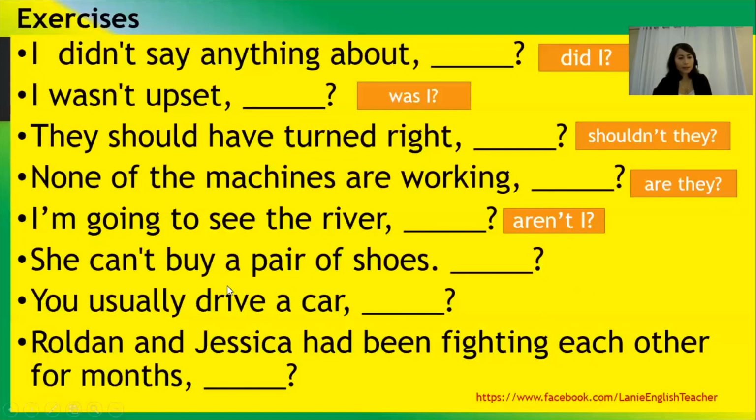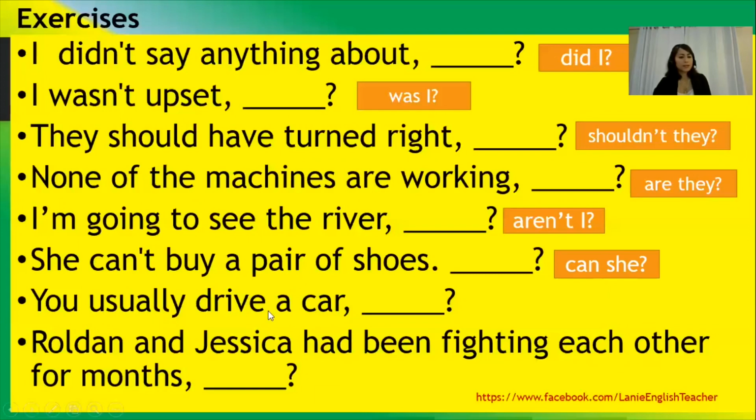Next, she can't buy a pair of shoes. The correct answer is can she? So it's very simple. Can't here is negative. You just make it into positive. So write can. So you will have a positive tag.